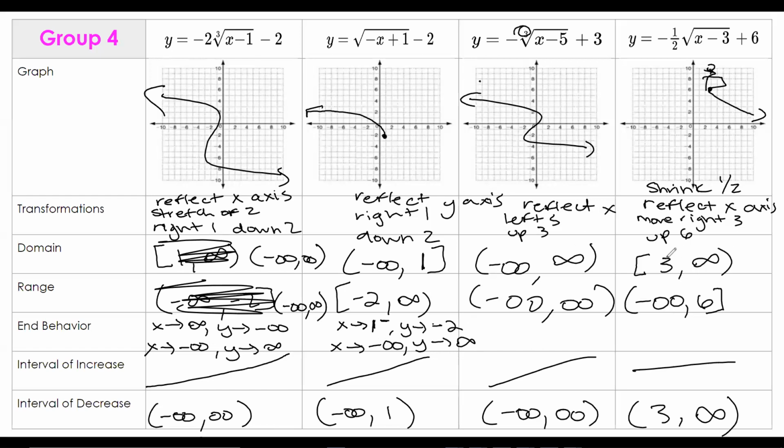Can you try the last two for end behavior? So as x is approaching positive infinity, where's y going? Fantastic. As x is approaching negative infinity, what's happening to y? Fantastic. As x is approaching 3 from the right-hand side, where is y going to? Down. No. So as we're approaching 3 from the right-hand side, what's our y value? 6. Oh yeah. As x is approaching positive infinity, y is approaching negative infinity. Okay.